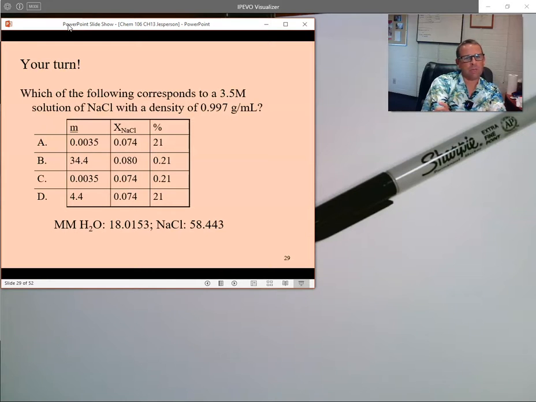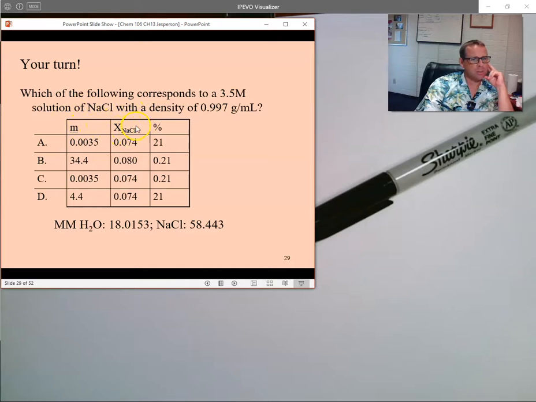So if we're looking for an answer to this question here, which of the following corresponds to 3.5 molar solution with that density? We would need to identify this M here. What is that M there, Camille? Molality. Molality, very good.